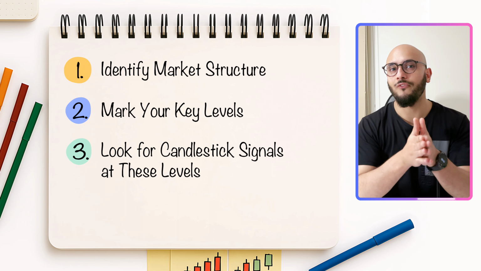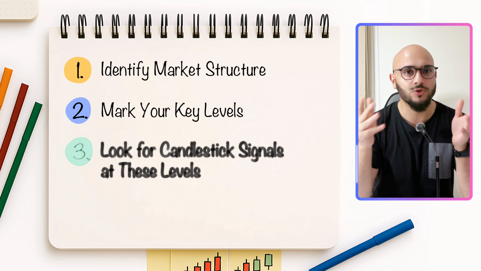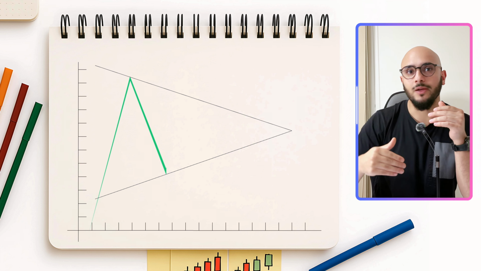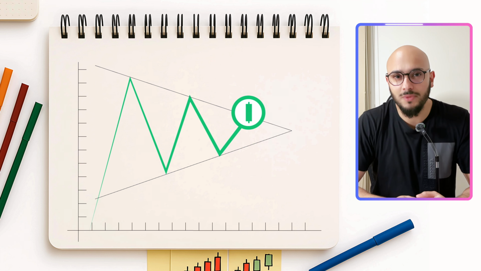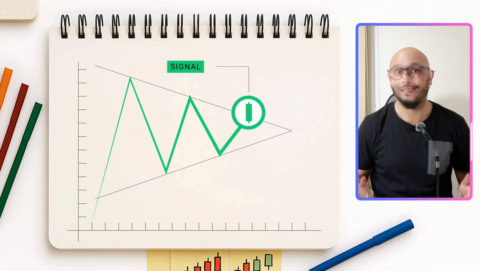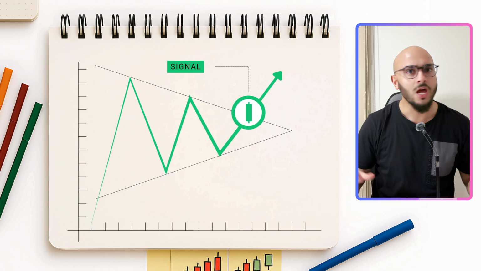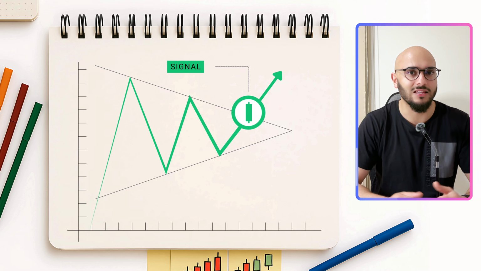Step number 3, look for the candlestick signal at these levels. Now this is where it gets interesting. Watch how price behaves when it comes back to these key zones. If it's printing a strong momentum candle, clean, clear, and moving in the direction of the trend, that's your signal to enter a trade. The key here is confirmation. Don't rush, let the candles tell a story, and then act with confidence.